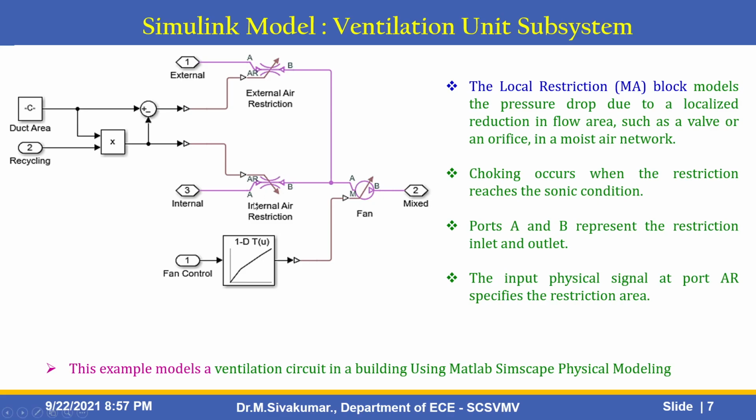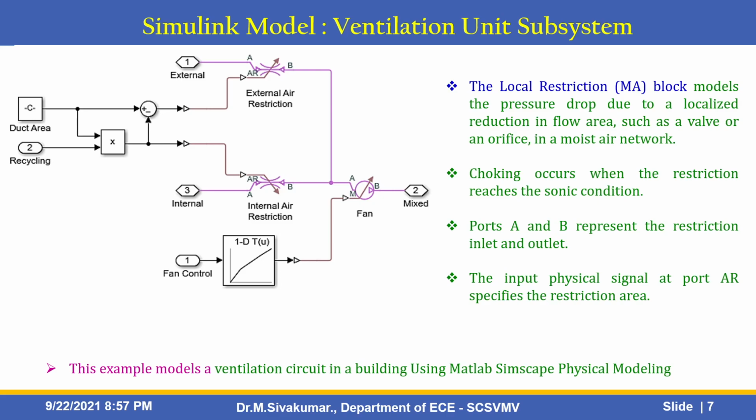Here, what is port A, what is port B, what is port AR? Here, port A and port B represent the restriction inlet and outlet. There, the input physical signal at port AR specifies the restriction area. These are used to control the fan control used in the single dimensional lookup table. Here, this internal and external restriction area you can also specify by using this port A and port B for inlet and outlet.